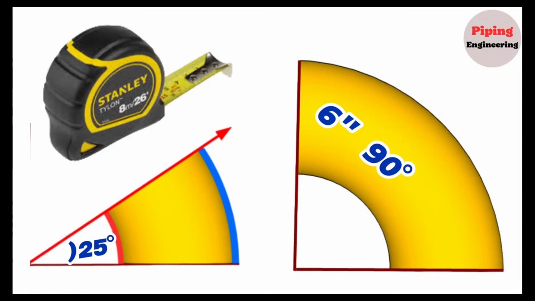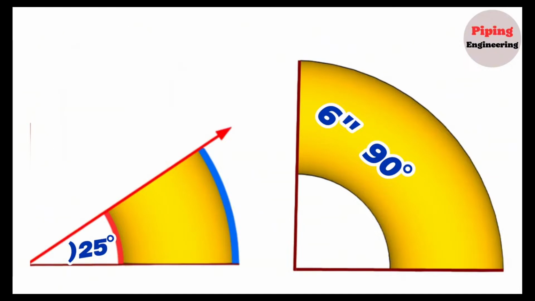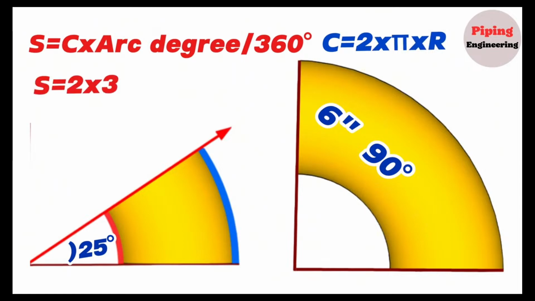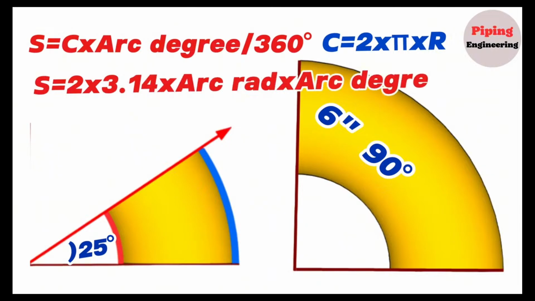Before learning the formula for cutting an elbow by any degree, let's learn the arc length formula. We know that the formula for the arc length S is equal to the circumference of the circle C multiplied by the arc degree A divided by 360 degrees. Also, we know that the circumference C is equal to 2 multiplied by pi multiplied by the outside radius R. So the arc length formula will be S equals 2 multiplied by pi 3.14 multiplied by the arc radius multiplied by the arc degree divided by 360 degrees.